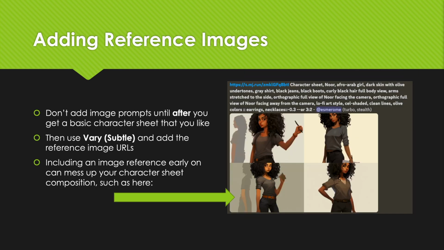So my advice is to avoid jewelry, add it later on, unless you can really get it consistent, which sometimes you can. Now, adding reference images: I think this arrow is supposed to be up here pointing at this, but be that as it may, do not add image prompts until after you get a basic character sheet that you like. Then you can use very subtle and add the reference image URLs to change it. Otherwise, including an image reference early on can mess up your character sheet composition. Here, I think we had a face portrait of Noor, and so we got this weird image. This isn't too bad. You could use zoom or pan to make this a nice image of her, but this is not going to work for a character sheet.